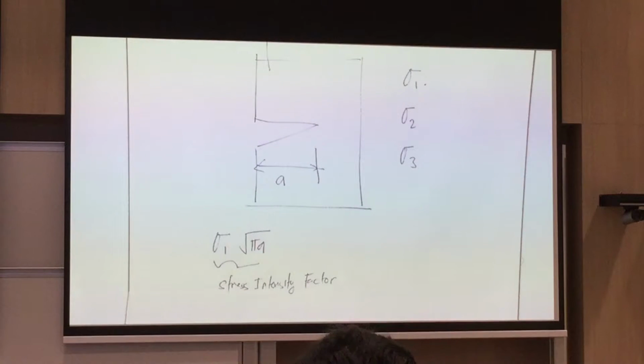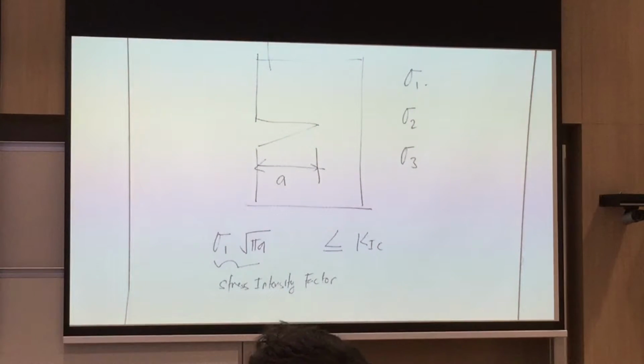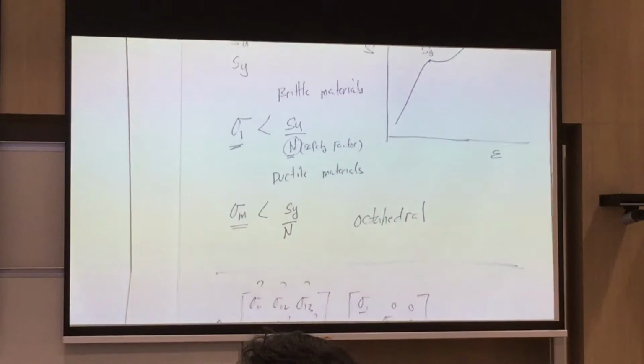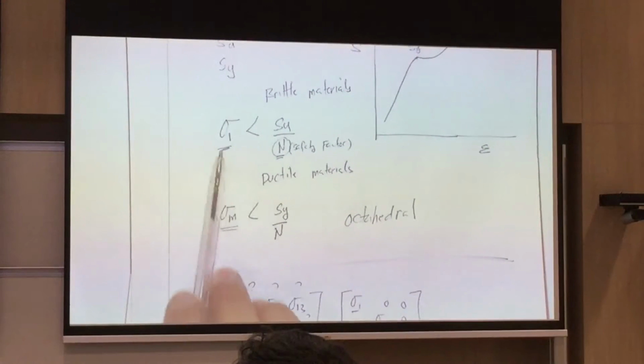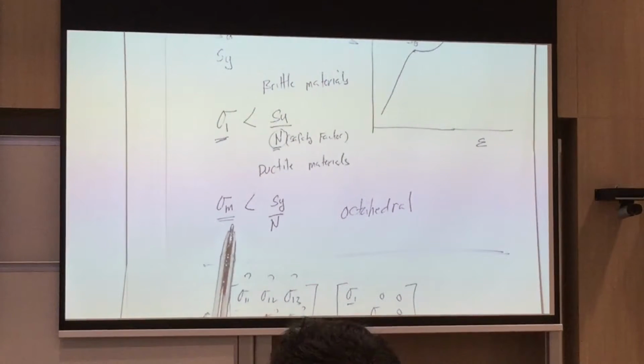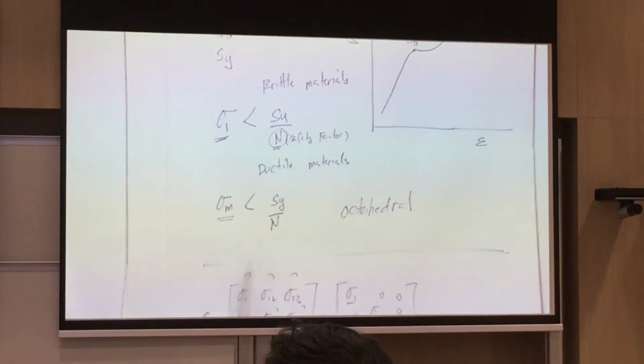Stress intensity factor must be less than or equal to your fracture toughness. So that's one criterion. Remember, we had criteria already. The first two failure criteria that we studied are sigma 1 less than SU over N, and then your von Mises stress must be less than SY over N. That's two failure criteria already.